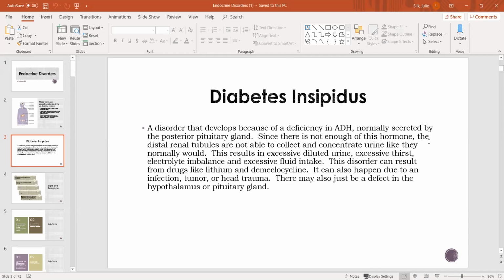Well, with this, you could have gestational diabetes insipidus, and it happens when your placenta produces too much of a hormone called vasopressinase. And that hormone actually breaks down ADH, so you're not going to have enough ADH.